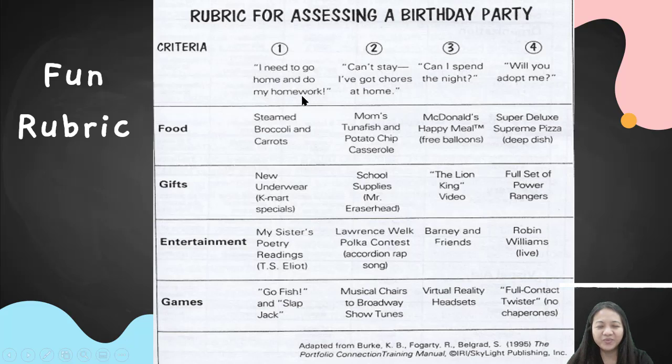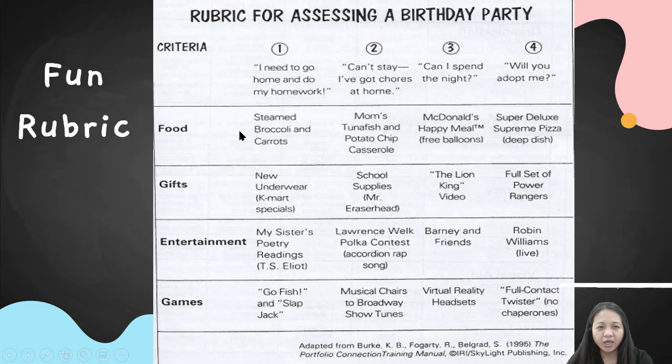I need to go home and do my homework. That's the first one. Or if they can go to the next level, level 2, I can't say I've got chores at home. And the third level, higher than that, with the speech criteria, can I spend the night? Or the highest one, the advanced one, level 4 is, will you adopt me? And for that one, the criteria is this one, food, gifts, entertainment, and games.